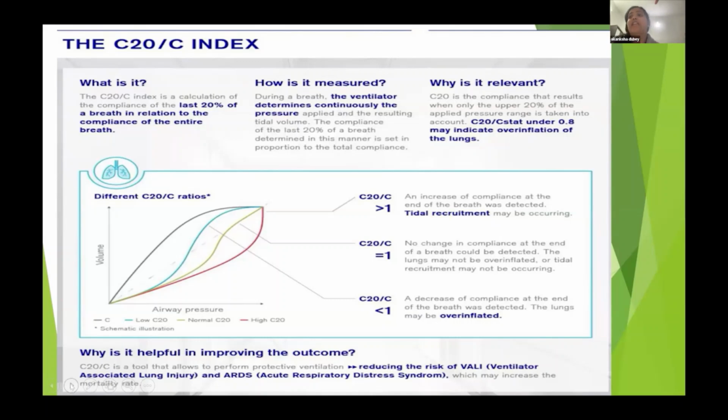It is calculated by the ventilator itself, and it is important because when it is less than 1, it determines overinflation. When it is equal to 1, it is normal. And when it is more than 1, it represents tidal recruitment. Therefore, it is a tool which allows protective ventilation, which reduces the risk of ventilator-associated lung injury.